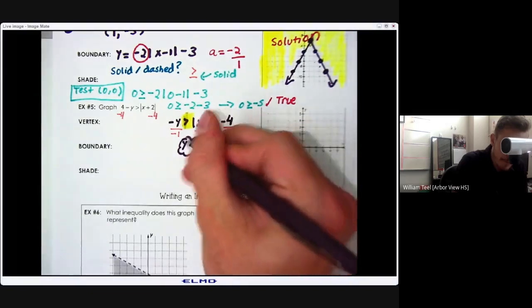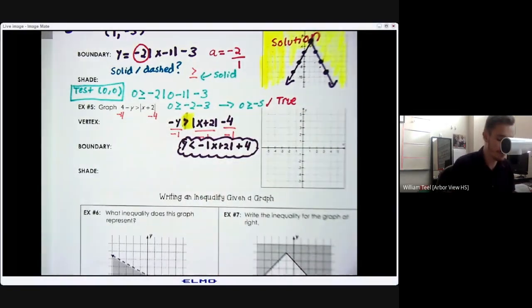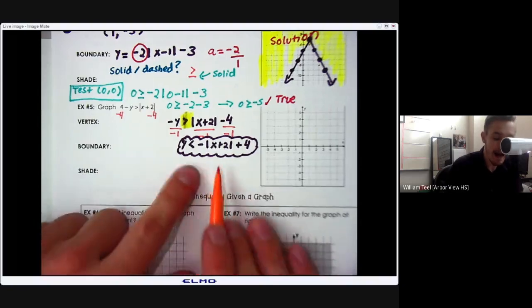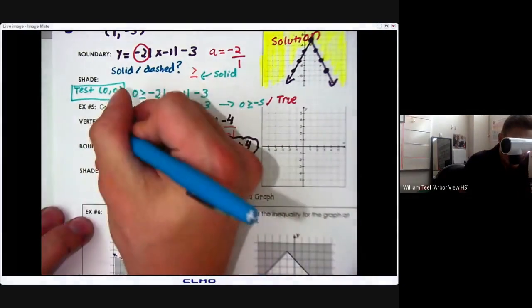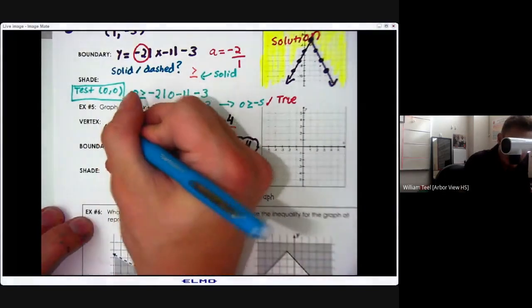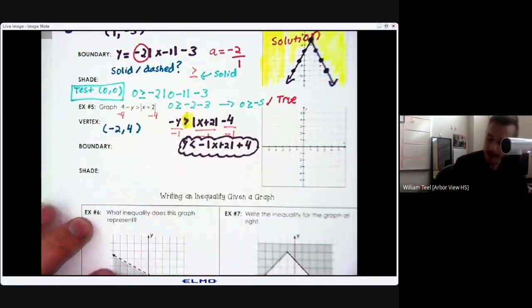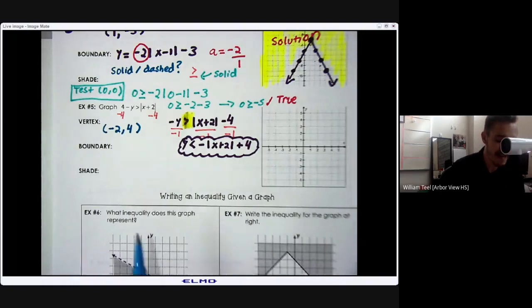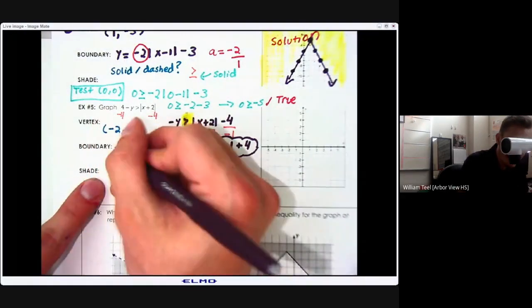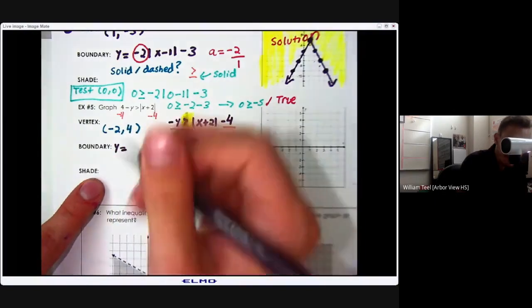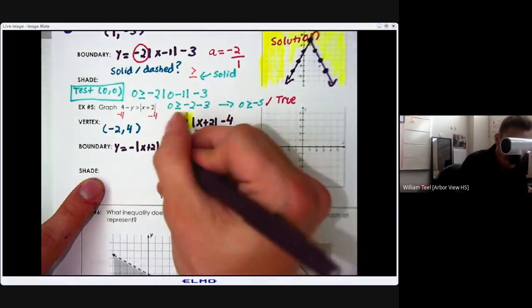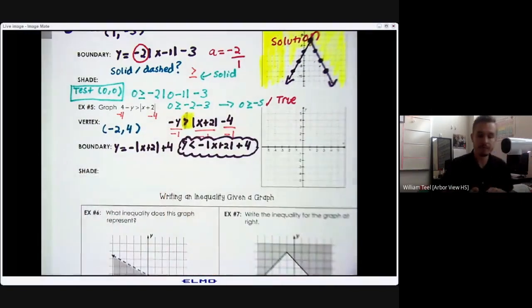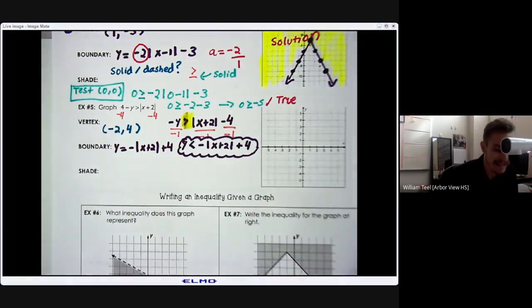So let's go ahead and find our vertex. Our vertex is going to be opposite inside, comma, outside. So our vertex is -2, comma, 4. Opposite inside, comma, outside. Now our boundary is going to be this inequality just with an equal sign. So I say y equals negative absolute value of x plus 2, plus 4. So that's the boundary that we're looking at here.